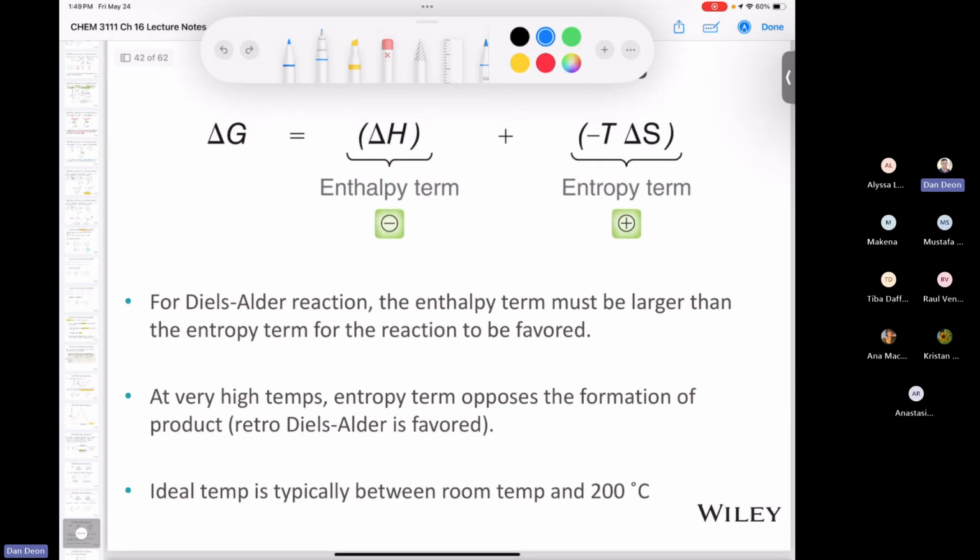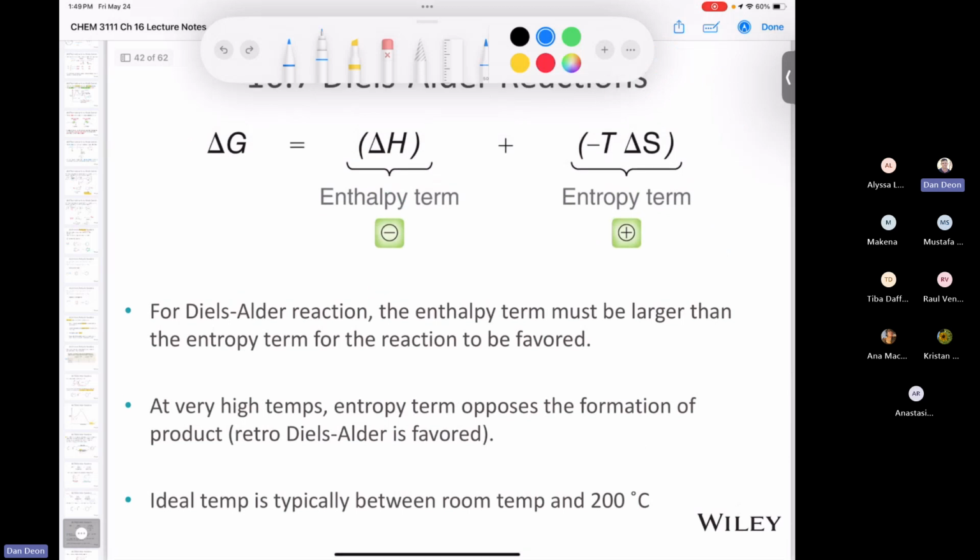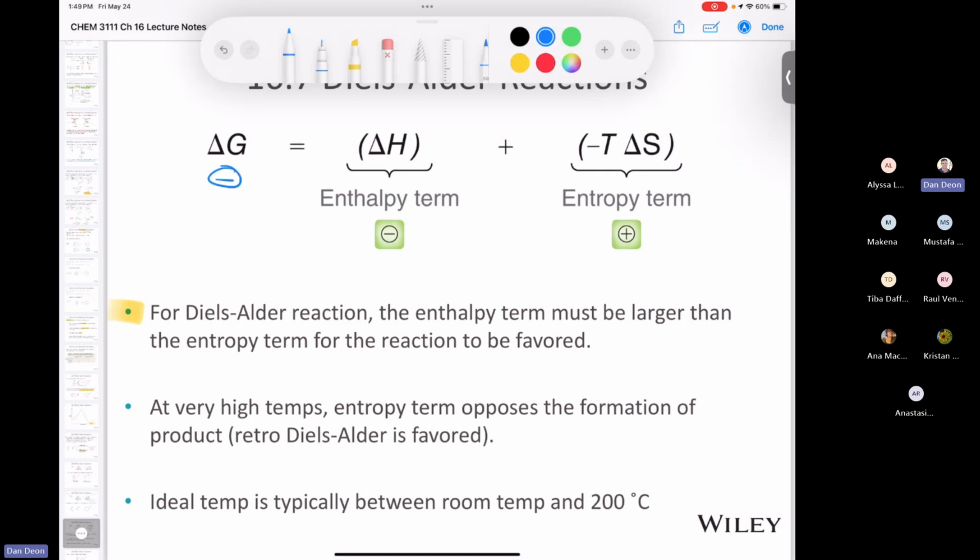So this is just a summary of what I just told you. Okay, so I'll read it for you here. It says, for the Diels-Alder, enthalpy has to be bigger than the entropy term, the whole negative T delta S, in order for the reaction to be negative, right? Because when this is negative, it will be spontaneous, meaning it will give us the Diels-Alder product. But if you jack up the temperature way too much, then it makes the entropy term too positive, and so it goes backwards. It gives you a positive delta G. So again, the ideal temperature for a Diels-Alder is somewhere between room temperature and 200 degrees Celsius.